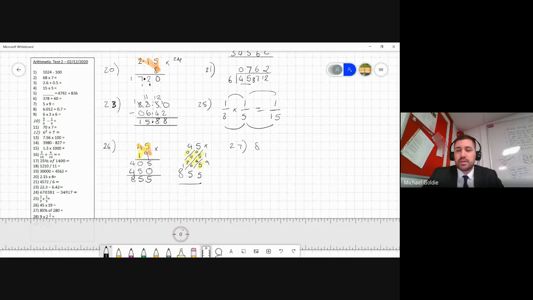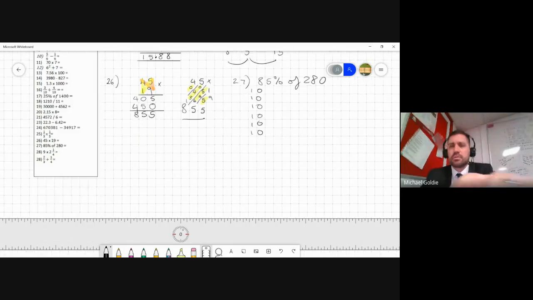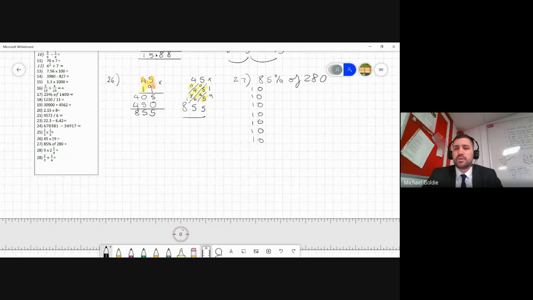85% of 280. And I'm going to try and do this a bit quicker this time. I'm going to break 85% down into 10s first. So I'm going to break it down into 10, 2, 3, 4, 5, 6, 7, 8. And then I'm going to break it down into a 5. And simply add them up this way. There are loads of different ways to work out percentages. This is the way I like to teach children, and I think it's nice and simple.